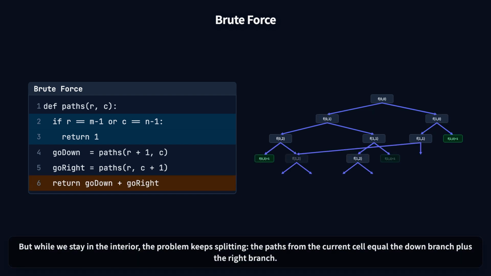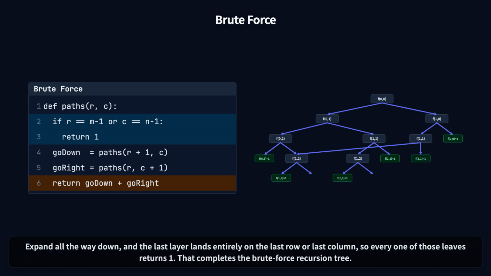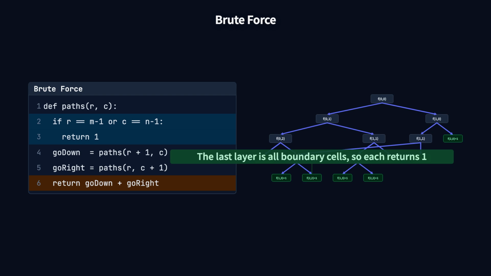But while we stay in the interior, the problem keeps splitting. The paths from the current cell equal the down branch plus the right branch. Expand all the way down, and the last layer lands entirely on the last row or last column, so every one of those leaves returns 1. That completes the brute force recursion tree.